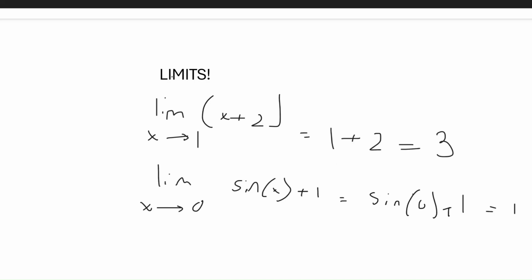Now I'm going to have a full video on exactly how it works with other limits. So what if we can't just plug it in directly? What happens then? It turns out there's some simplification we can do, but for now this is the general idea of how limits can work.